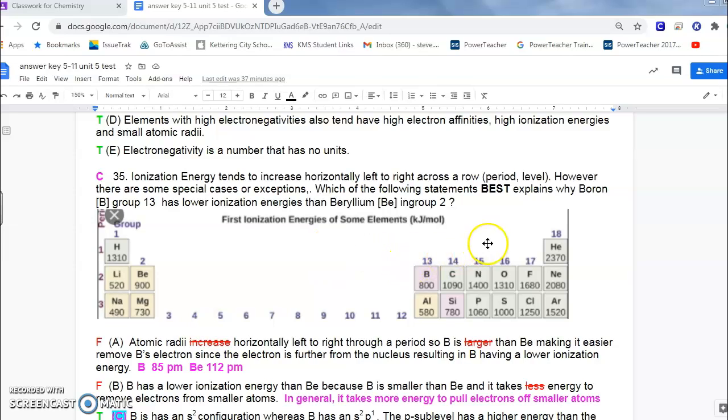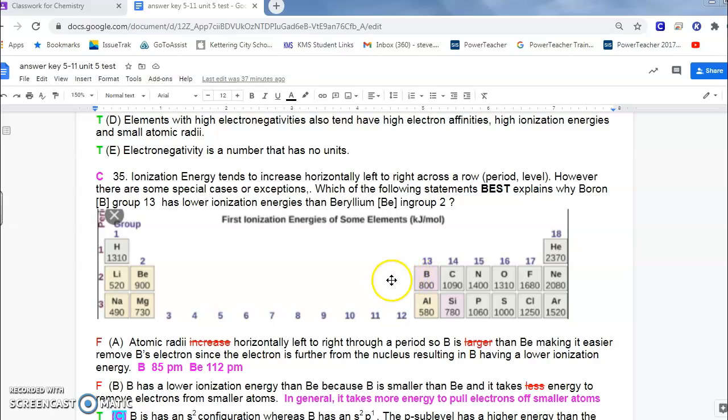Then it drops a little bit. Then it goes up to 1090. Then it goes up to 1400. Then it drops a little bit. Then it goes up to 1680 and then 2000. So in general, ionization energy increases left to right because the atoms are getting smaller. But here, boron is smaller than beryllium, but it has a lower ionization energy.